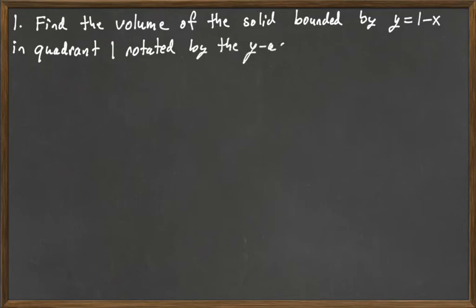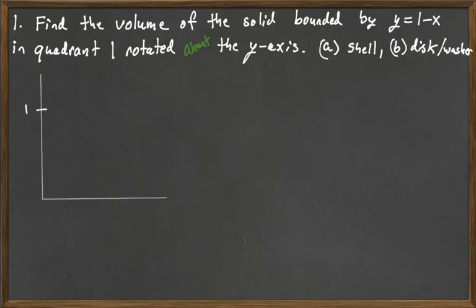Does that make sense? Find the volume of the solid bounded by y equals 1 minus x in quadrant 1, rotated. It should not say by, but about. So we're going to rotate about the x-axis, not the x-axis, the y-axis. We're going to rotate around the y-axis. And then we're going to use the shell method and the disk or washer method, whatever one applies.